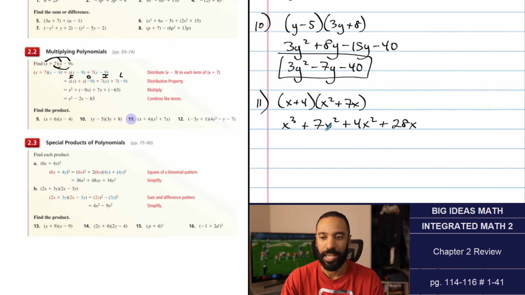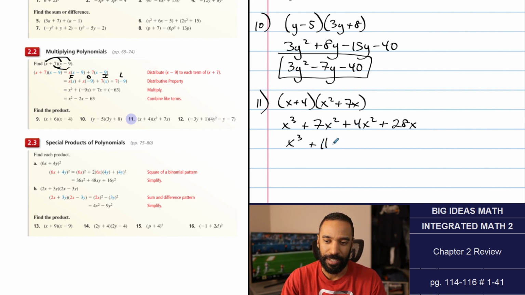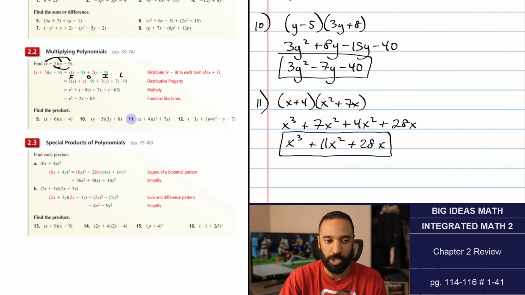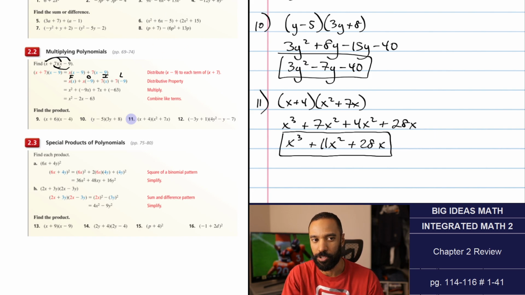X squared terms combined, these seem to have an extra degree in all of them. Now we get a cubic trinomial where we now get 11x squared here and plus 28x. So maybe I'm going a little faster with these than normally expected, but I don't expect this is your first time you're seeing these.